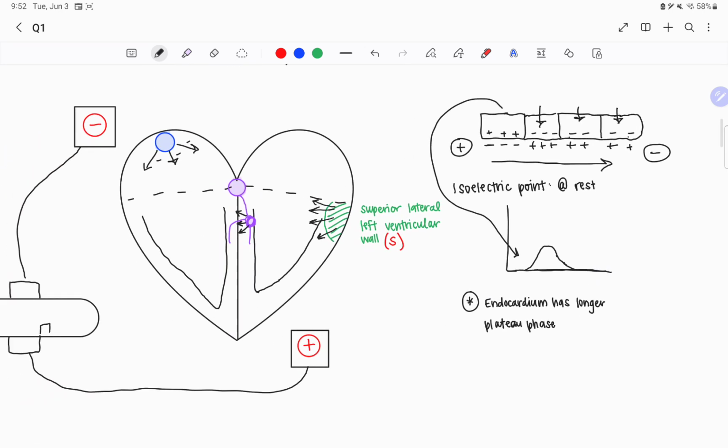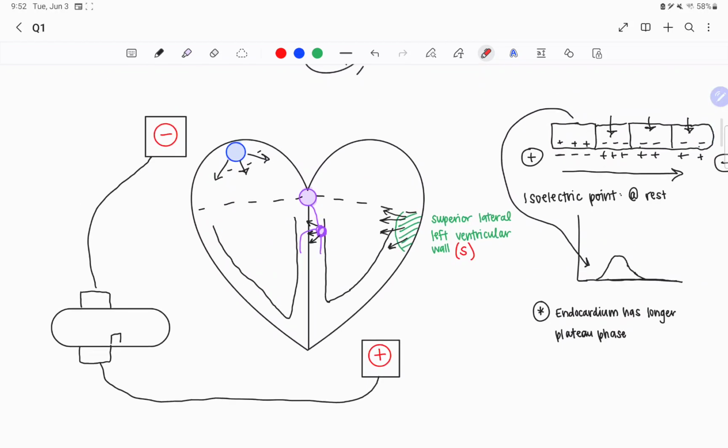If we see an upside down wave, either somebody placed the sensors in the wrong spot, switched up the positive and negative, so put a negative here and a positive there, or something in the heart is off. Okay.